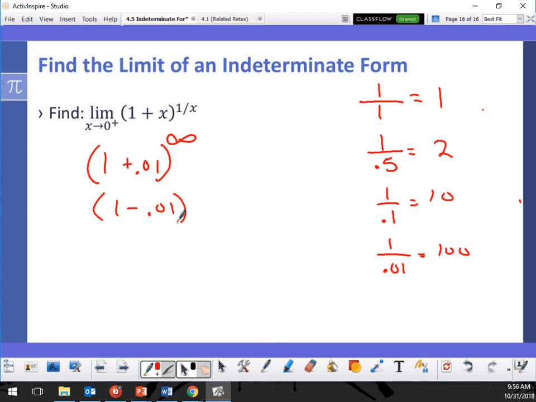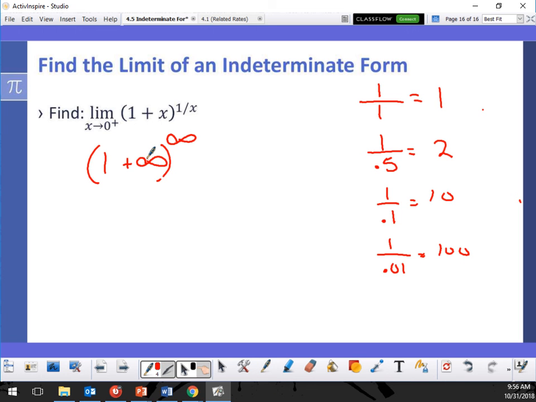But since what we're doing right here is actually increasing, that means I am taking this as it keeps going larger and larger and larger, and this is going to be infinity.